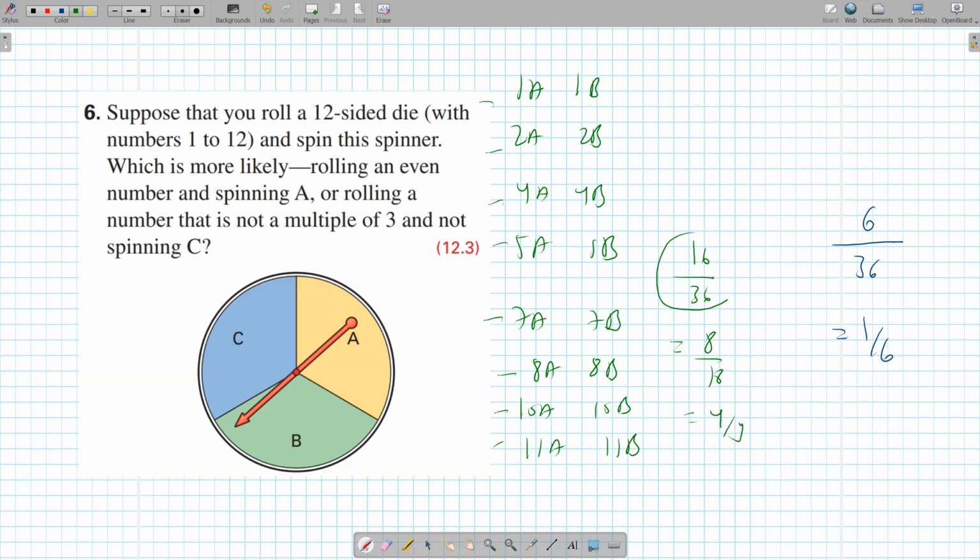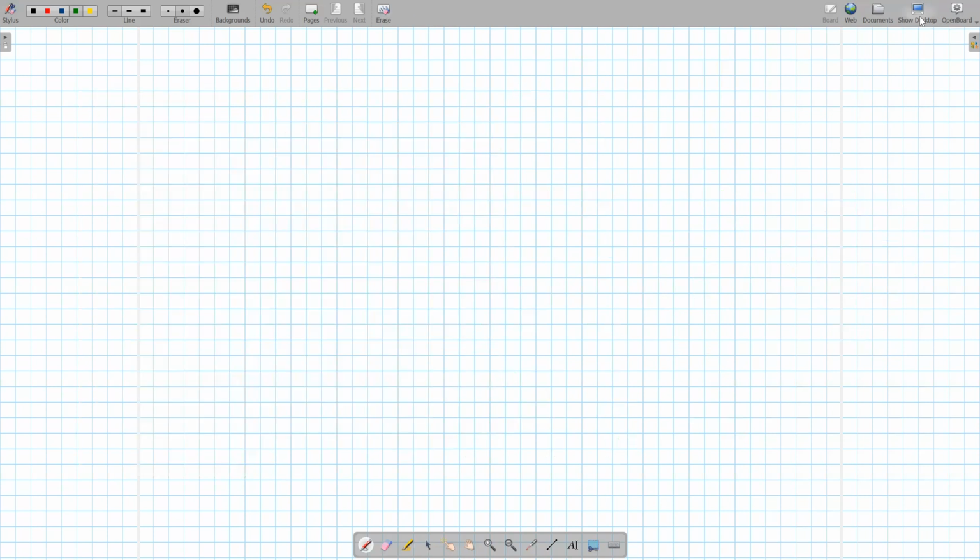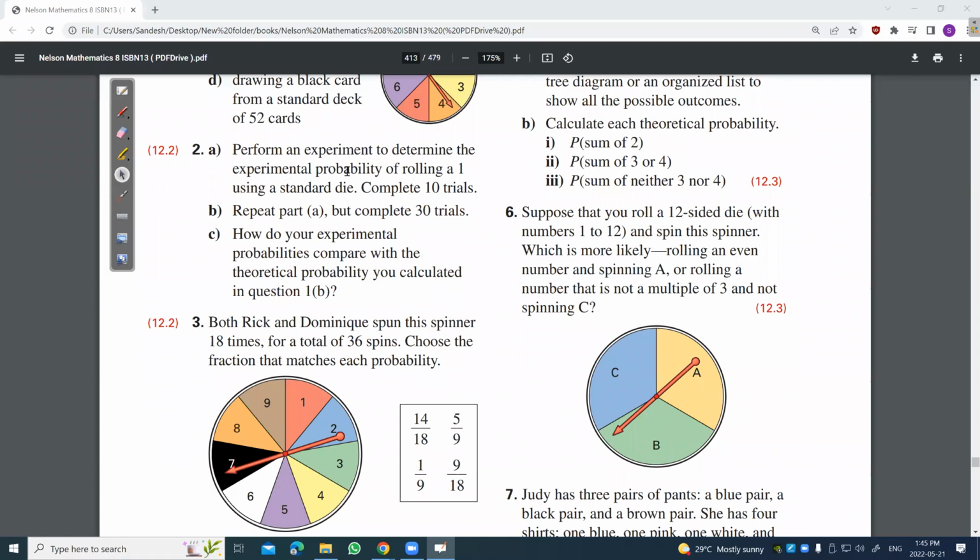Which is bigger, 16 out of 36 or 6 out of 36? When the denominators are the same, just compare the numerator. This one is bigger. So you're more likely to roll a number that is not a multiple of 3 and not spin C, rather than rolling an even number with an A, okay? This thing that we just made was a list, yeah?